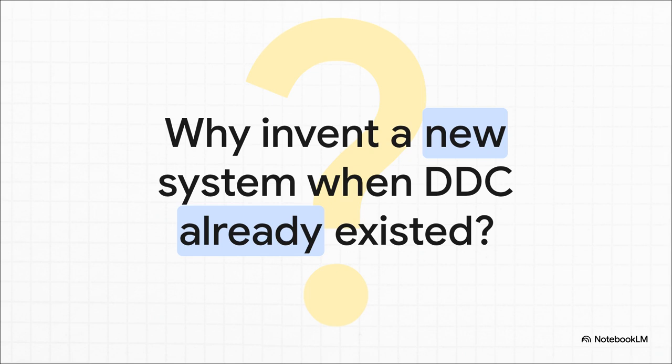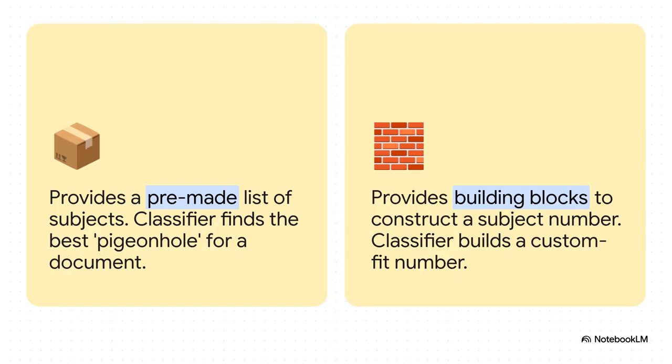See, the older systems were enumerative. That's a fancy word, but it just means they came with a long, pre-made list of subjects. Your job as a classifier was to find the best-fitting pigeonhole for your book. But what if your book was about, say, the treatment of wheat diseases caused by fungus in India in the 1980s? There's no pigeonhole for that. Ranganathan realized this Mark and Park approach was way too stiff. He knew there had to be a better, more flexible way to build a custom home for every single document.